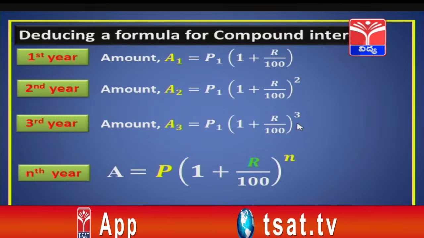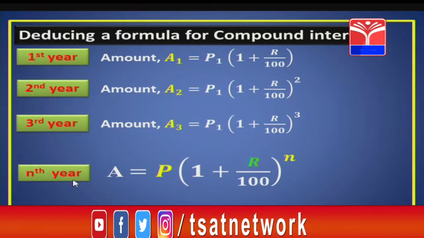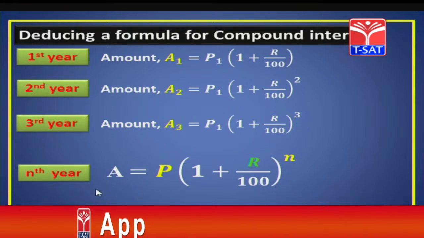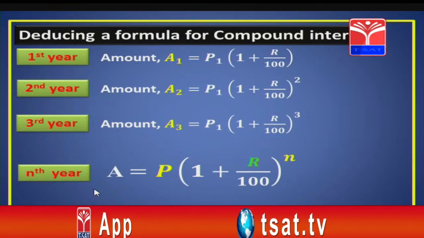That is right. A is equal to P into 1 plus R by 100 whole to the power of n. So, here this n is because it is after n years. So, this is the formula to find the amount in compound interest. I hope you have understood the formula, children.